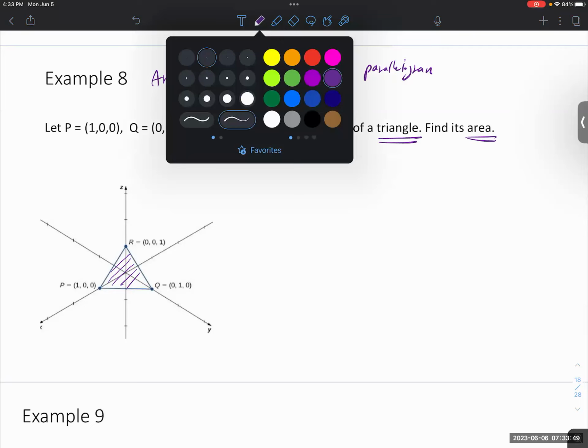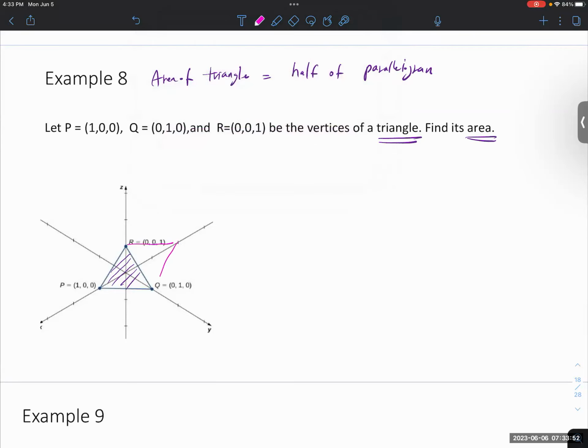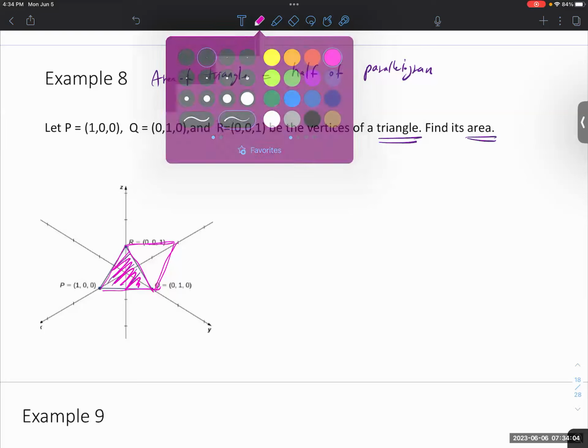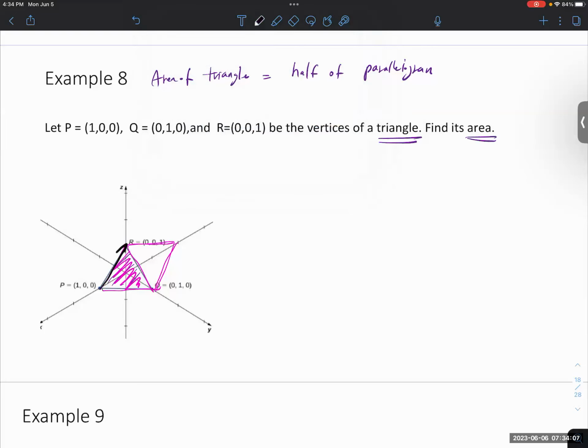Why? Because if you make it longer, and here, this is a parallelogram, half of the parallelogram is a triangle. So in this question, once you find the 2 vectors, because we don't know the angle, you're going to find the area of the parallelogram. So let's say this is a U vector, this is a V vector, the magnitude of U times V is the area of the parallelogram. Then the area of the triangle is going to be 1/2 the magnitude of U times V. Okay, so it's the same question.